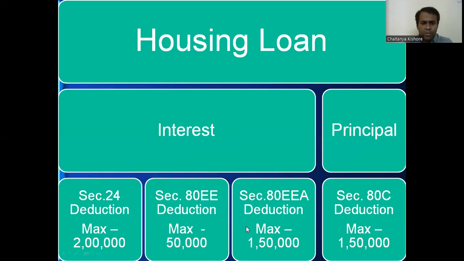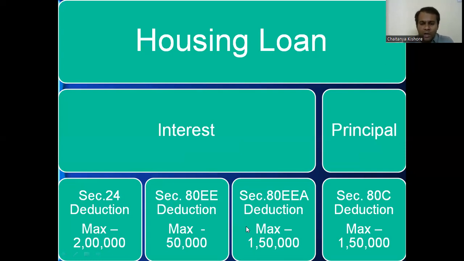And for the interest part, you'll have three sections. Section 24 deduction, which in some cases is maximum 2 lakh or 30,000, and in some cases any amount you can claim. And Section 80EE deduction, maximum 50,000. And Section 80EEA deduction, maximum 1,50,000. Now, we can get these benefits. But as you know, whenever you get a benefit, it is not free or without any conditions; anything comes with terms and conditions.